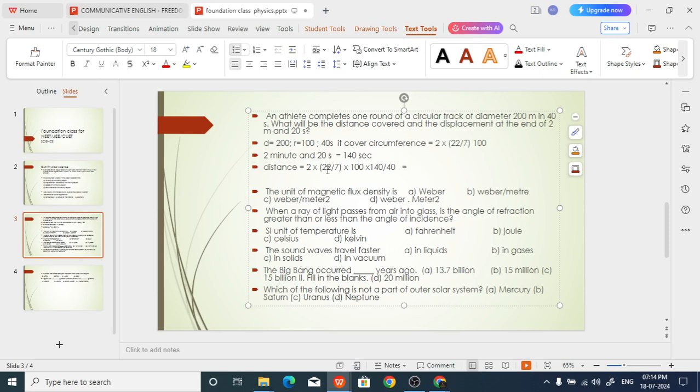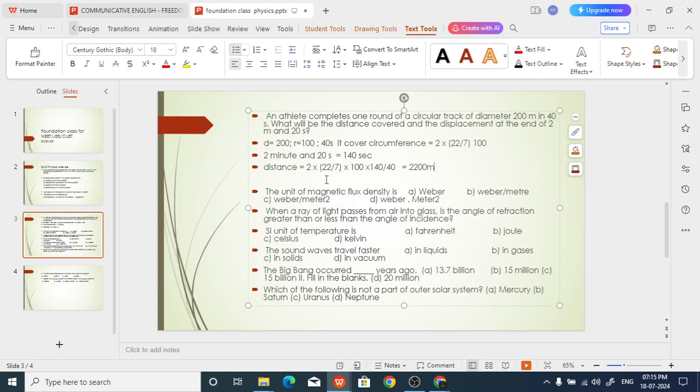3.5, sir. No, let's see. It is 2200, isn't it? Yes, sir. 140 by 40. So 2200 meter is the total distance covered.